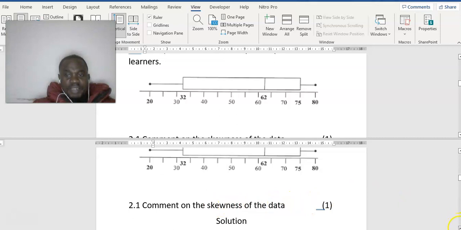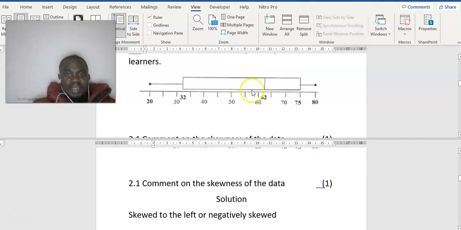How are you going to comment on the skewness? You see that the box is bigger at the left hand side than the right hand side. It's bigger at the left hand side, so we say it's skewed to the left. If it's skewed to the left, it's the same as negatively skewed.